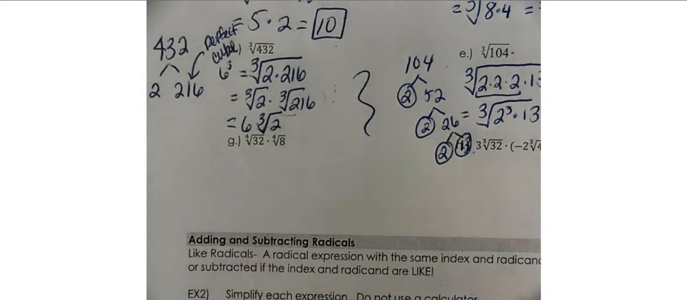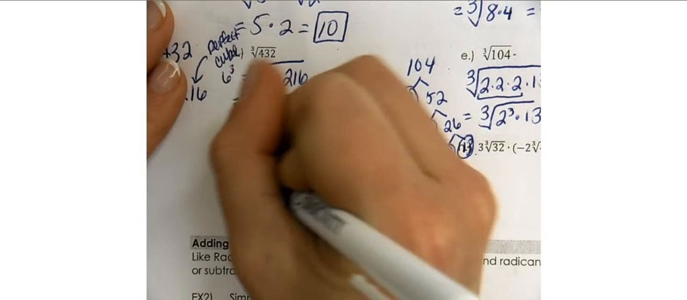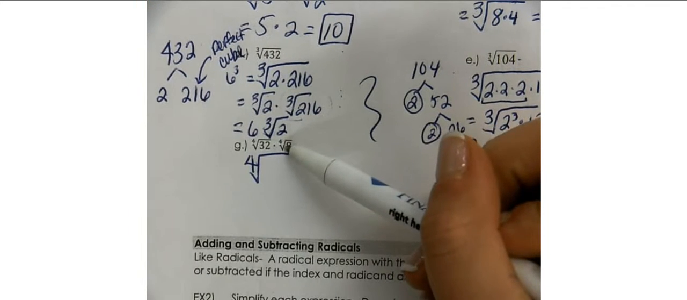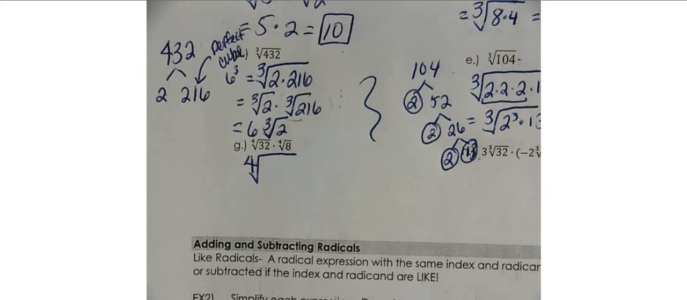So what might be helpful is to simply multiply these 2 numbers together. So I'm going to multiply 32 times 8. And when I multiply 32 times 8, I end up getting the number 256.